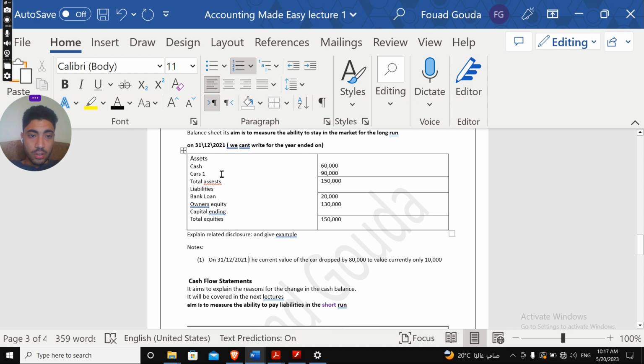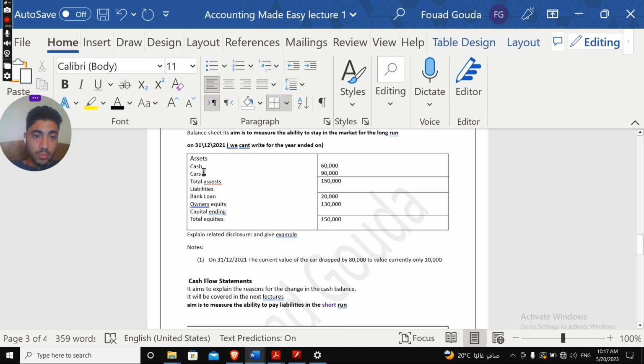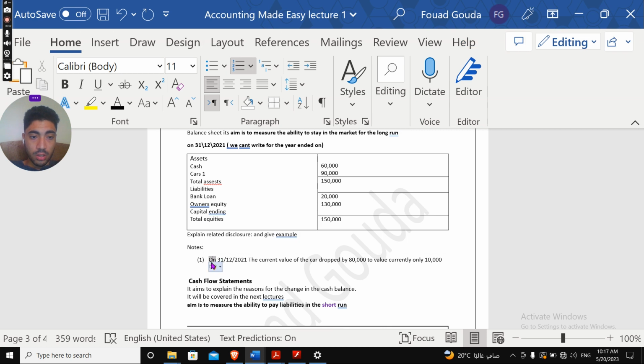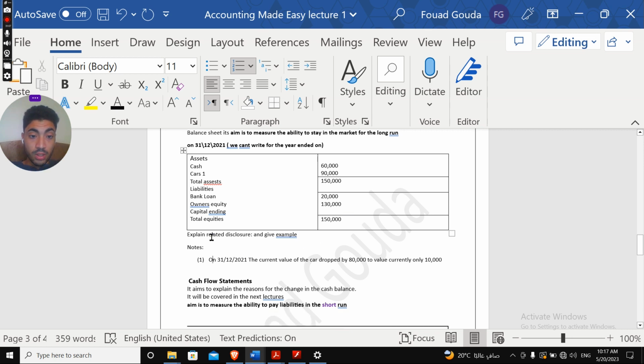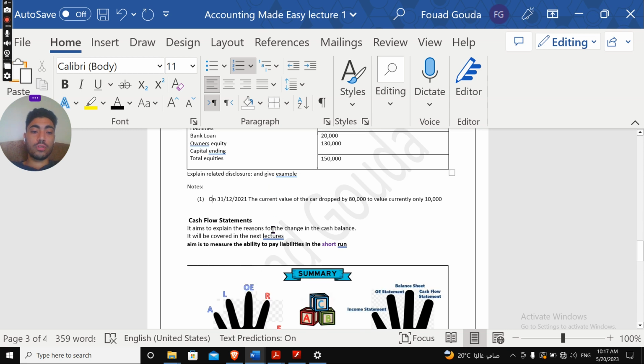So I can write cars and give it a number, and there under the financial statement he can read about the notes to get to know more about what's the economical events occurring and how this affects his business. Alright? That's called a related disclosure.